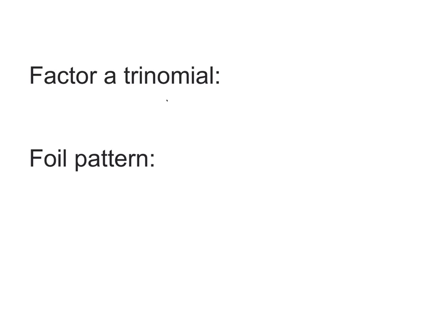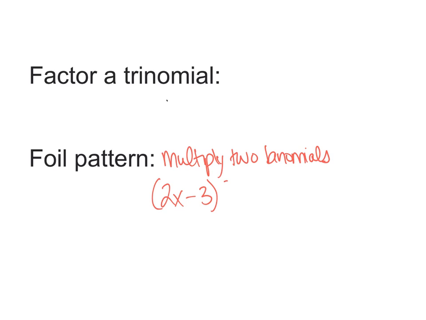So, we've done that actually before. FOIL pattern is when you multiply two binomials. We multiplied two binomials last week when we had something like, I'm just going to make one up, 2x minus 3 times x plus 8. So you had a couple choices, right? You could do the box method. You could have done double distribute. You could have done FOIL. So what you end up getting, though, is this trinomial.